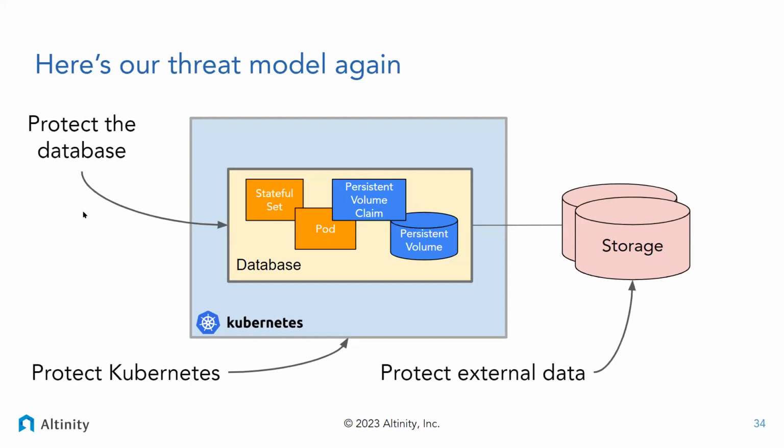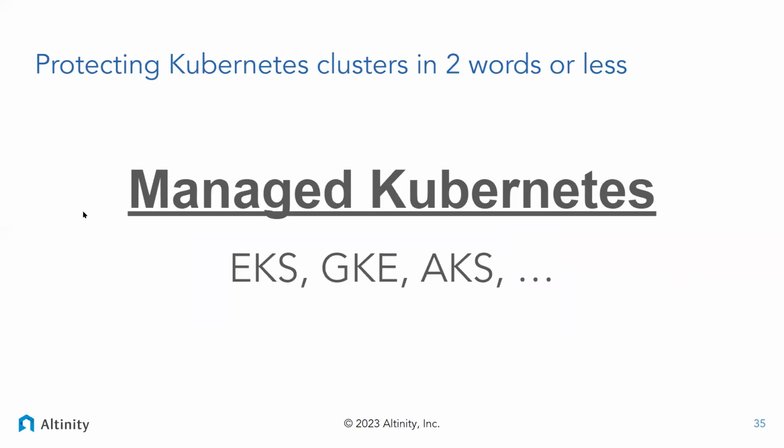So protecting Kubernetes, if you need to describe how to do that in 2 words or less, it's managed Kubernetes. This is the simplest way to protect things as quickly as possible. The reason is that managed Kubernetes will do things like ensure, for example, etcd has encryption enabled, that it doesn't go down, that there are checks on the workers, and that they get updated when there's a security problem, or if there's a Kubernetes security patch that needs to be enabled.